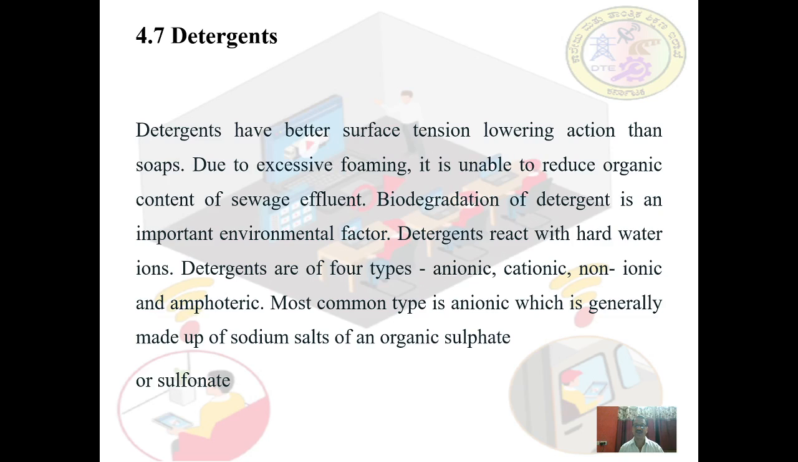Biodegradation of detergent is an important environmental factor.